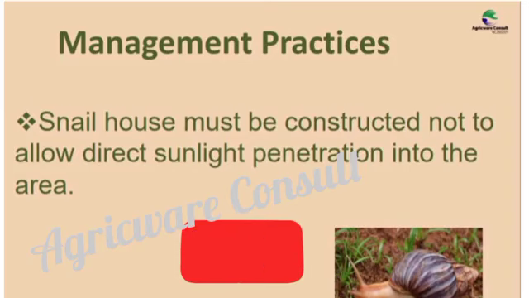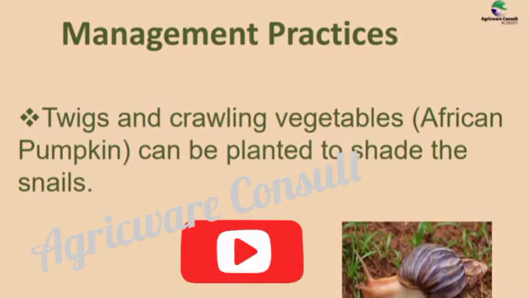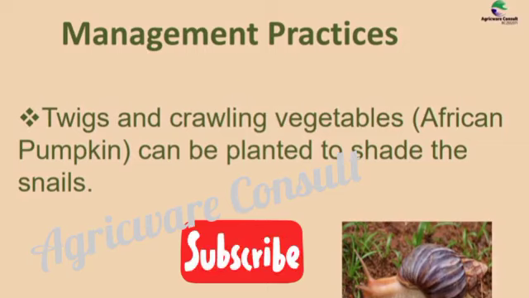Snails, as we know, are nocturnal animals. So direct penetration of sunlight into the snail pen may prevent them from coming out to feed. And the more they feed, the quicker they grow. So you will want to prevent direct penetration of sunlight. A way to prevent direct penetration of sunlight into the snail house is to plant trees over the snail pen, or to have the snail pen in a shaded area.